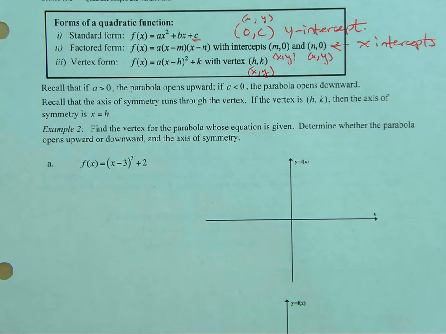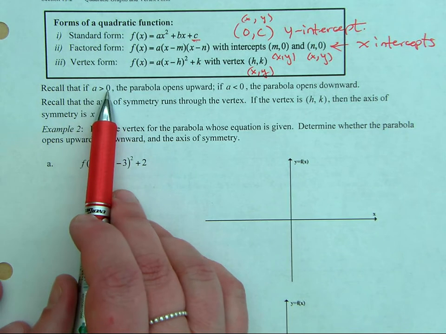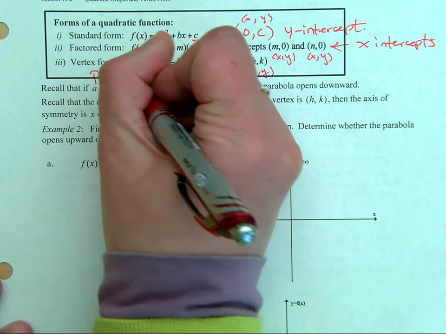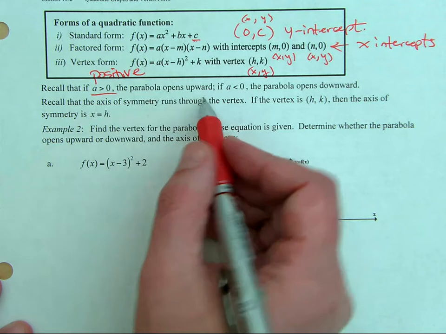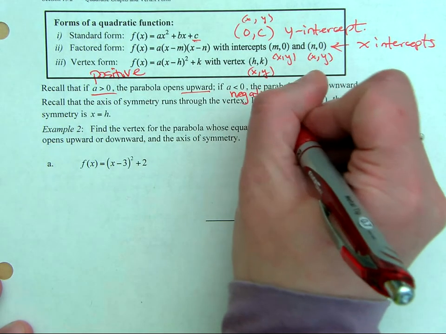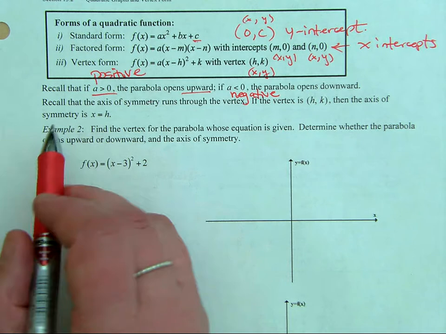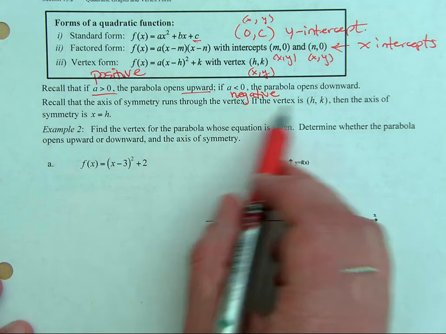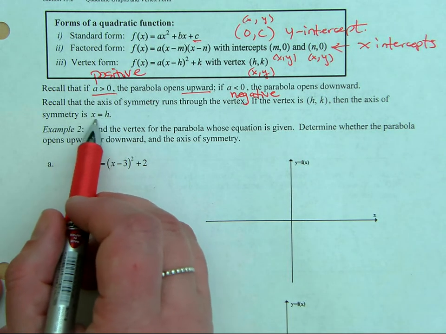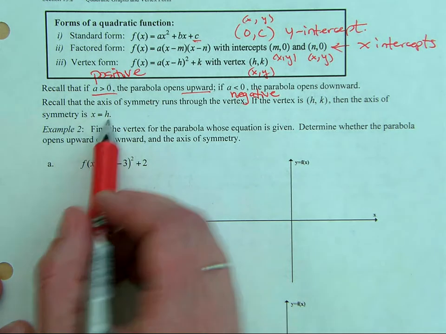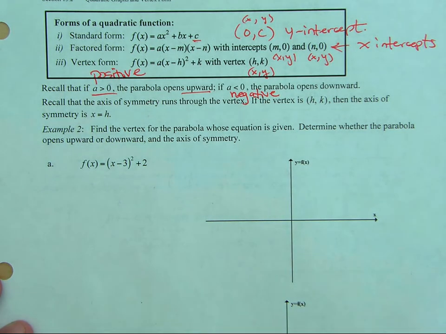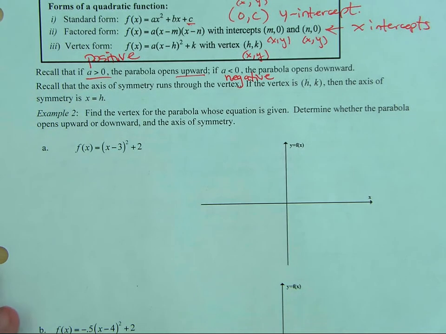This says, recall that if A is greater than 0, meaning it's a positive number, right? If A is positive, then the parabola will open upward. If A is less than 0, aka negative, the parabola will open downward. Recall that the axis of symmetry goes through the vertex. So the axis of symmetry is actually x equals h. That's the very first part of your vertex. So all of these are written in vertex form. Let's find the vertex and determine if the parabola will open upward or downward.